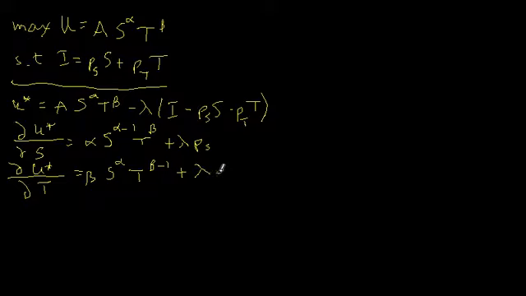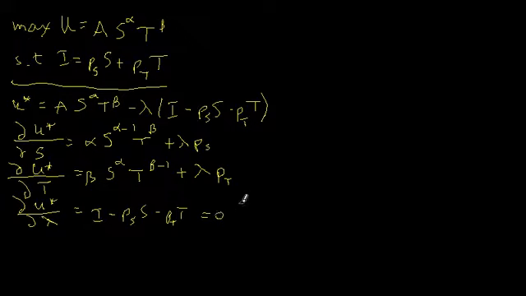plus lambda times PT. And then when we take the derivative of U star with respect to lambda, we know that we just get the budget constraint, which will be I minus PS S minus PT T, and these expressions are all set equal to 0 because we want to find the maximum amount of utility. So we can write these equations.